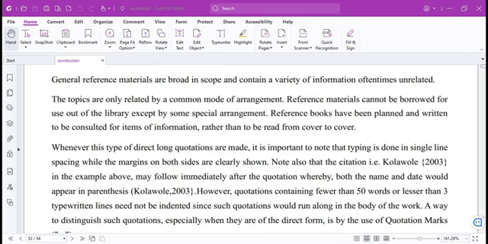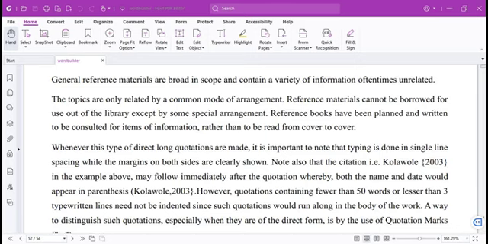When you have direct quotations like this, you do your typing in single line spacing, while the margin on both sides is clearly shown. So no double line spacing. You don't type without line spacing. There must be line spacing, but it has to be single.